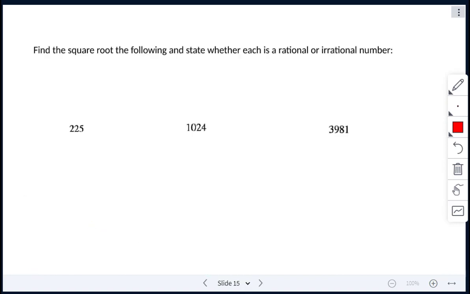Okay, so I'll give you guys these ones to try. Just using our calculators, take the square root of 225. That gives me an answer of 15. Therefore, this is a rational number. For this example, we take the square root of 1024. That gives me 32. Therefore, it is a rational number.